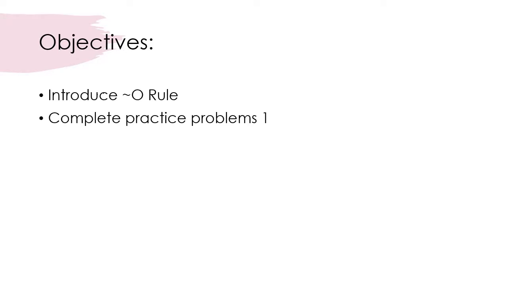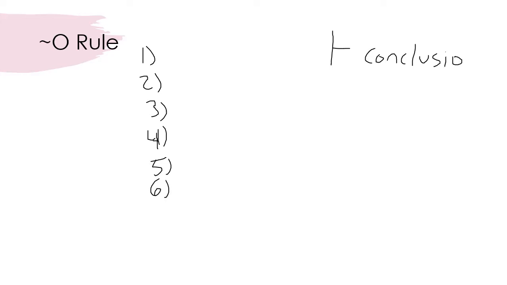In this presentation, I'll introduce the tilde out rule, and then we'll do a first set of 10 practice problems. So the tilde out rule is very similar to the tilde in rule. The only difference is your starting point. So what you'll have is a conclusion, and you won't be able to prove it from your premises. So you have premise 1, premise 2, and you won't be able to prove it directly from the premises.